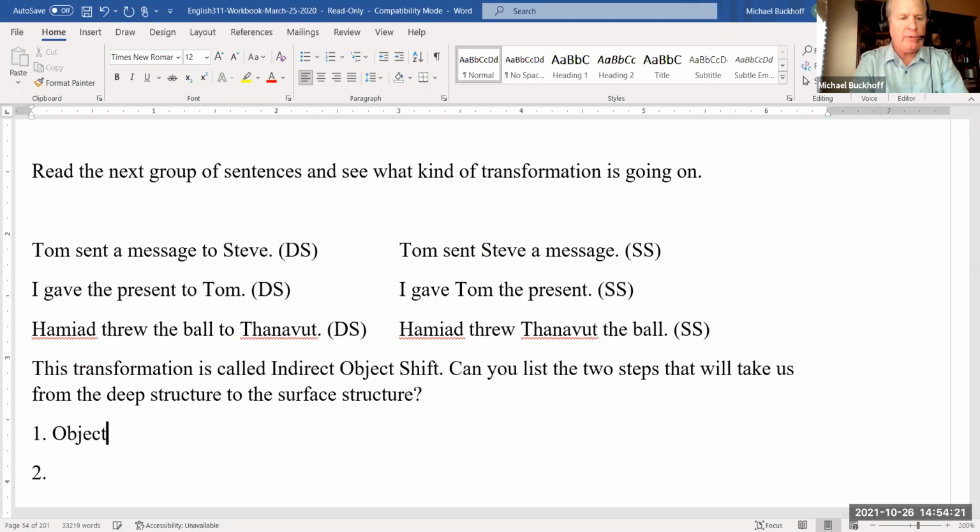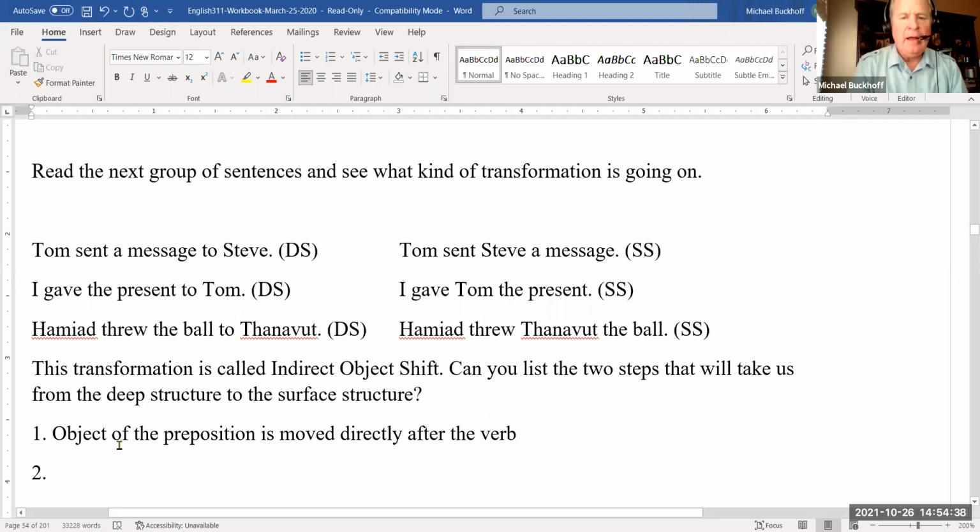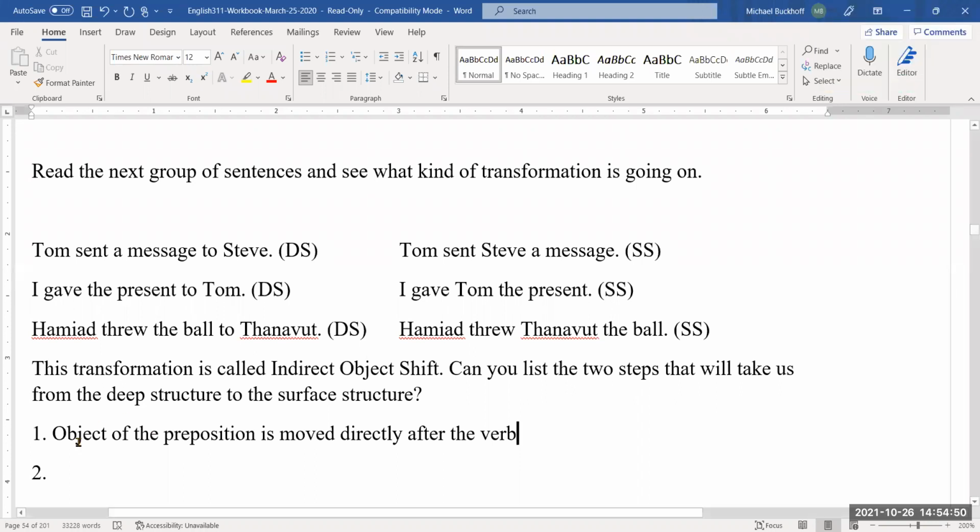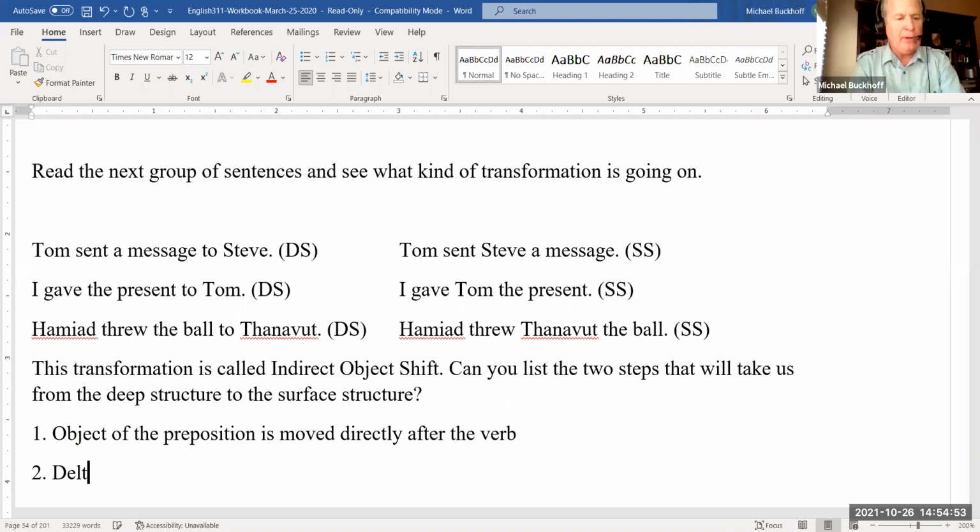So we'll say the object of the preposition is moved directly after the verb. And then what's the next step? What do we have to do with the preposition? What do we do with it? You remove it. That's it. That's all I'm going to say on it. I don't want to get it complicated. I'm simple. We'll just get rid of it. Delete it.